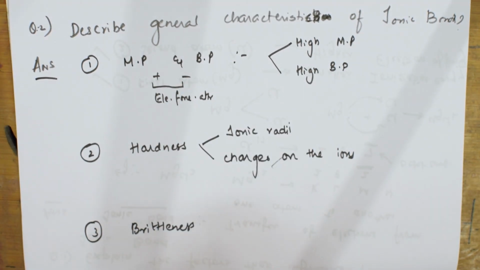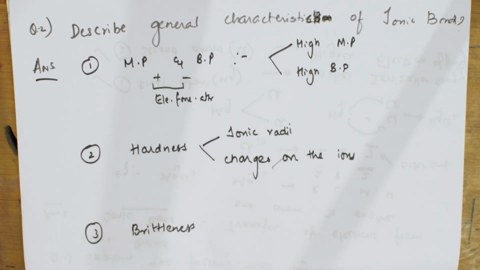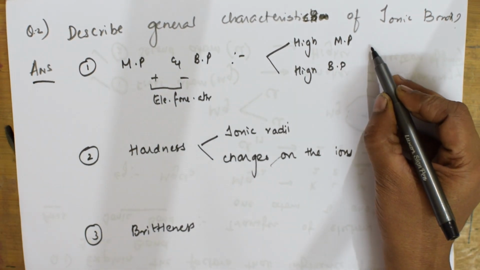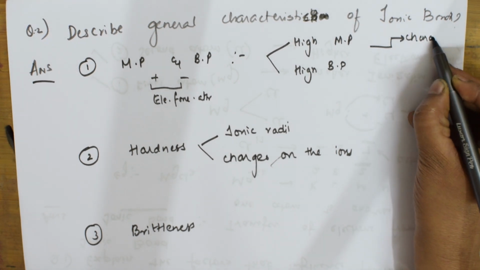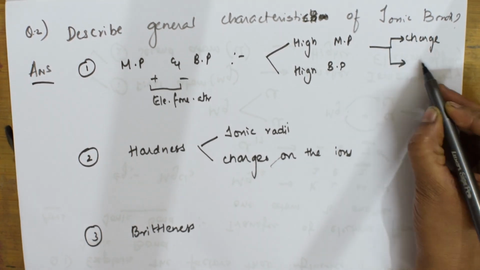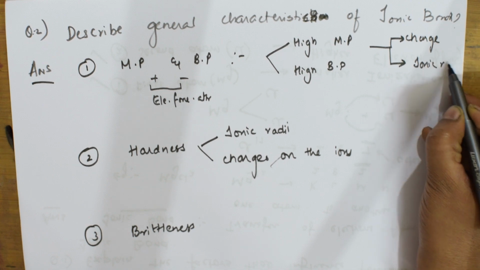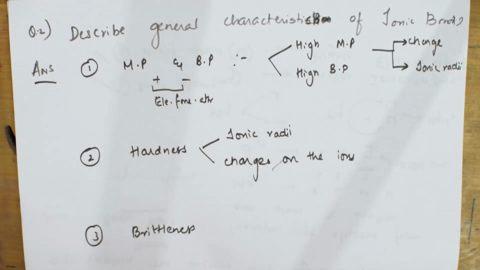So here there are variations also in melting and boiling point within ionic compounds. What are they and what does this depend on? Basically, this melting and boiling point depends on two factors. What are they? The first factor is the charge on the ions. The next factor it depends on is ionic radii, same as hardness also.